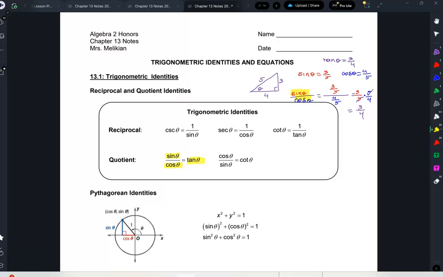We know that from a different way, too, because on the unit circle, where this is 1, we said this was sine theta, we said this was cosine theta, and tangent was the vertical over the horizontal. So it was always sine over cosine. So that's another thing that we already know, and now we're just writing it down more formally.